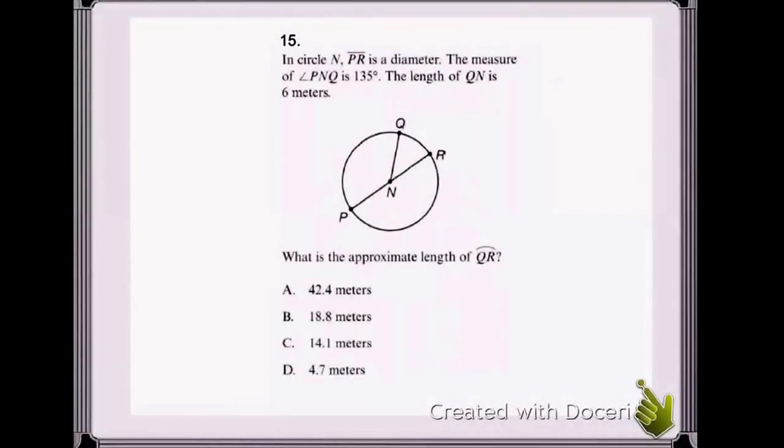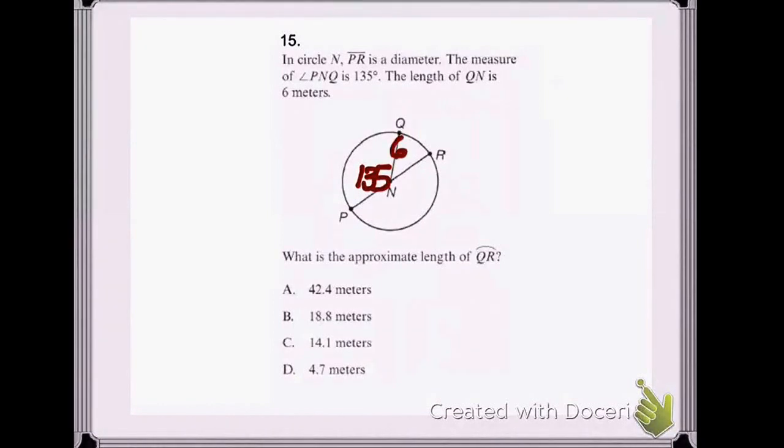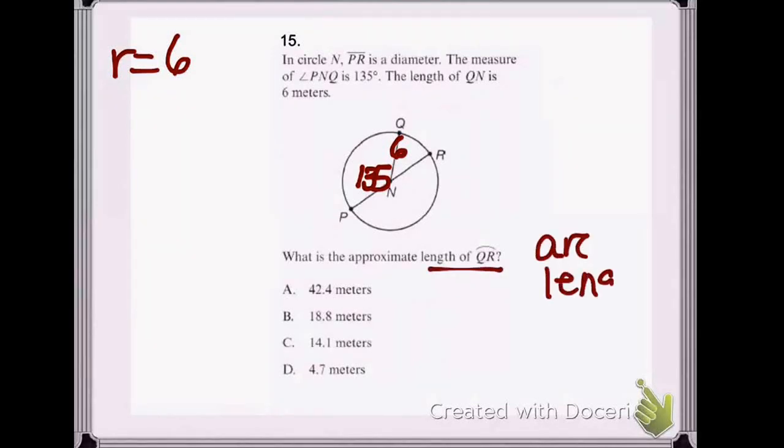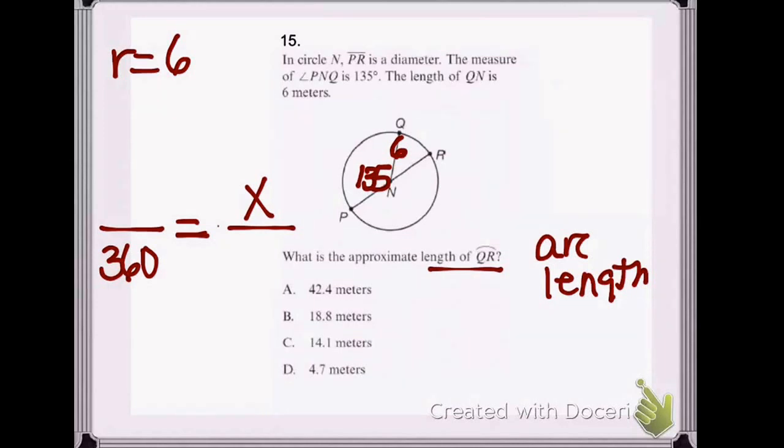On this one, in circle N, PR is the diameter. The measure of angle PNQ is 135 degrees. The length of QN is 6. So I know my radius equals 6. All right. What is the approximate length? That means I want to find the arc length. So I've got to use my proportions. So I know I'm going to do arc degree over 360. And I'm going to do x over the circumference because I want to find length.